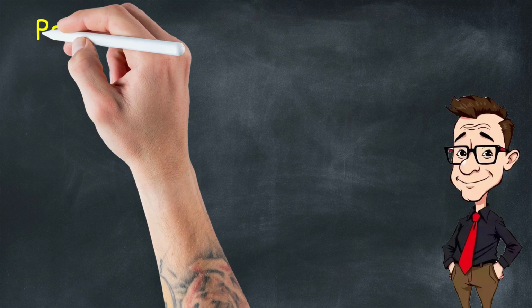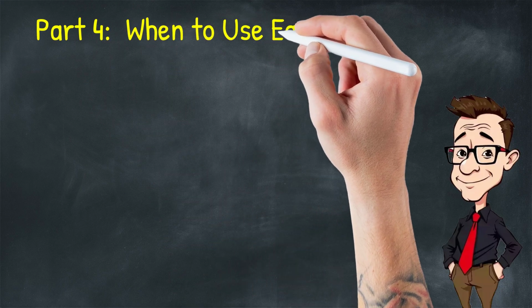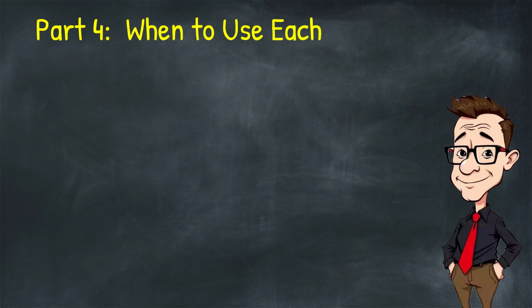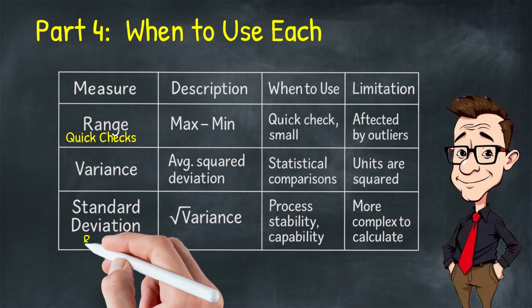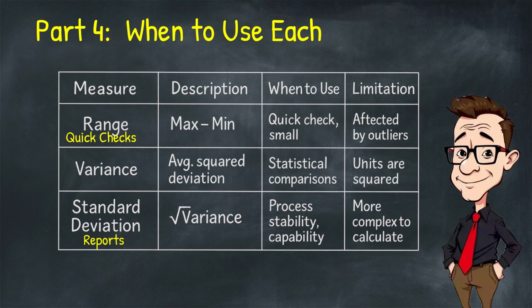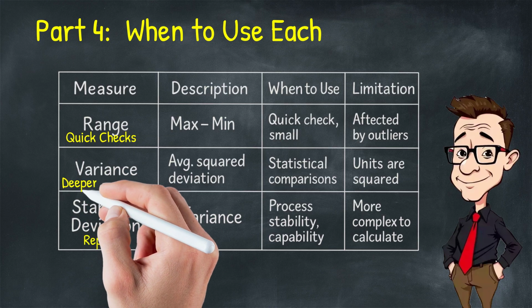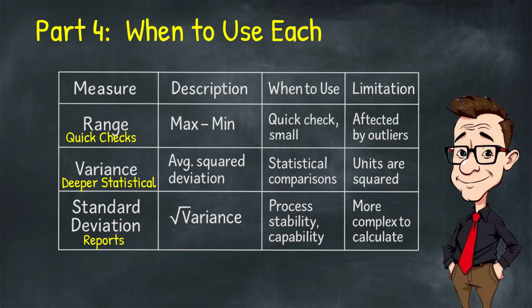Part 4. When to use each. Let's summarize this visually. Quick rule of thumb. Use range for quick shop floor checks. Use standard deviation for reports, SPC charts, and Six Sigma analysis. Use variance when doing deeper statistical modeling or hypothesis testing.